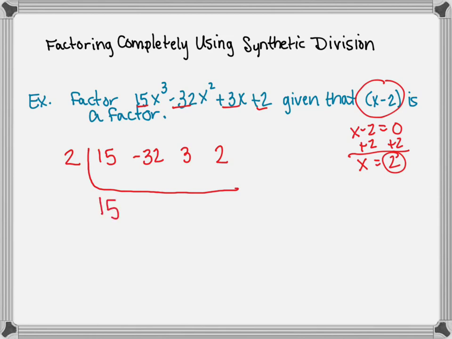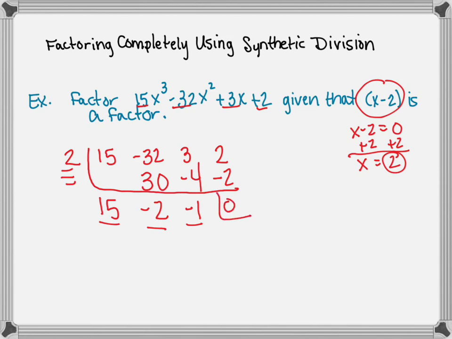So I'll bring down my 15. I have 2 times 15 is 30. Then add going down, negative 32 plus 30 is negative 2. And then the 2 that's out to the left times the negative 2 is negative 4. And then I'll add going down, 3 plus negative 4 is negative 1. And then the 2 out to the left times the negative 1 is negative 2. And then when I add going down, I get 0.